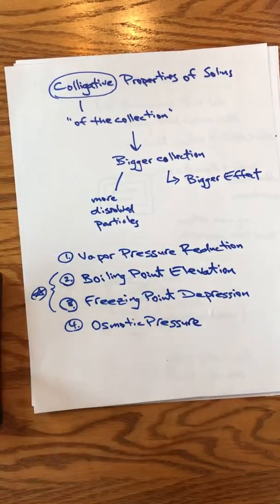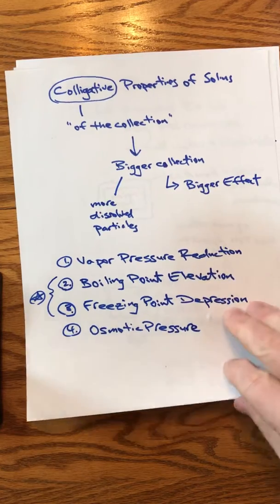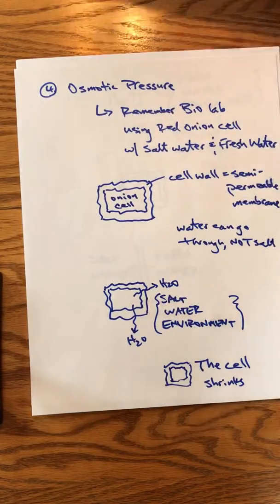So there are four categories for colligative properties: vapor pressure reduction, boiling point elevation, freezing point depression, and osmotic pressure. The middle two are the important ones. That's where the math comes in. We're going to talk about these probably in reverse order. Least important first. So, osmotic pressure.